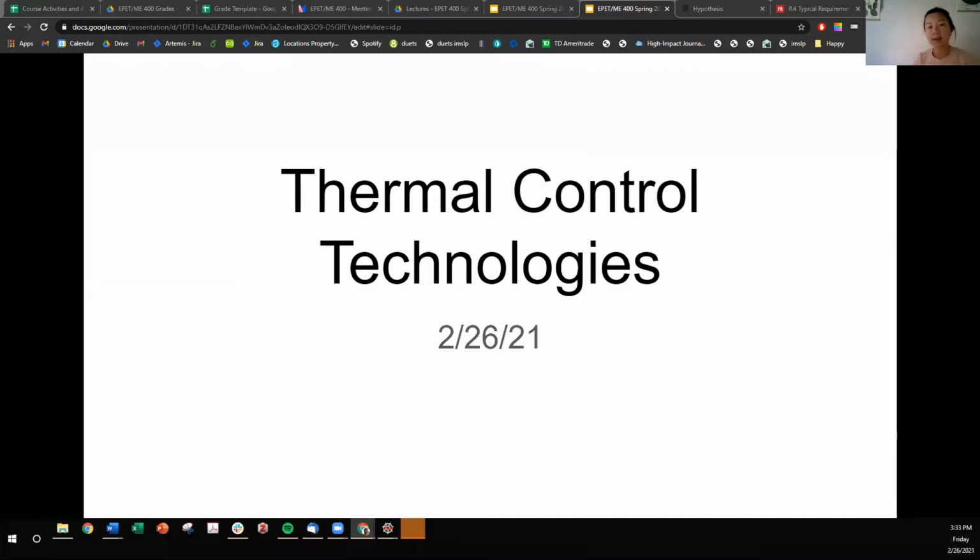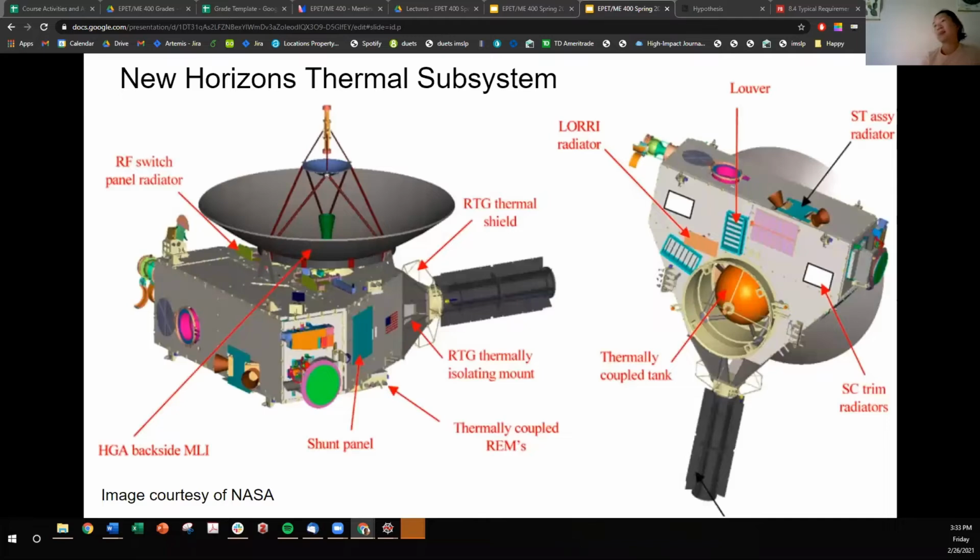Happy Friday, y'all. So we're going to be finishing the thermal chapter up by talking about the various technologies that could consist of a thermal control subsystem. We've used this diagram many times already. It's the New Horizons thermal subsystem with the different components broken out.